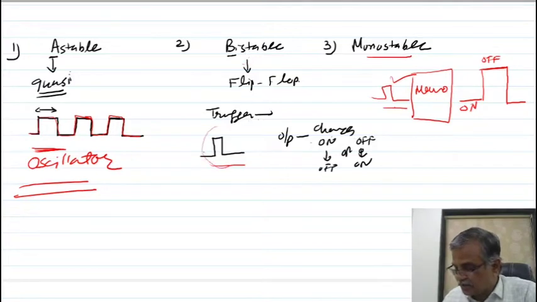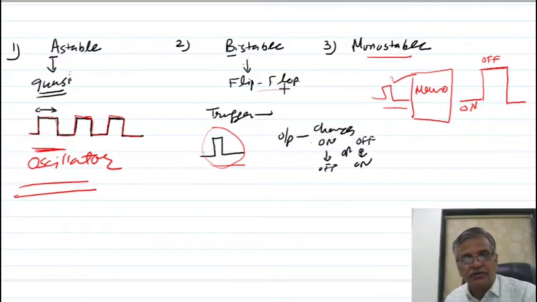Bistable requires the trigger input. As you apply the trigger, it changes the state from one to another. We know bistable is used as a memory device because the state of the output does not change till the input trigger is applied. In monostable, as you apply the trigger input, the state of the output changes from one to another, remains in this state depending upon the time constant of the RC circuit, and then comes back to the original state.